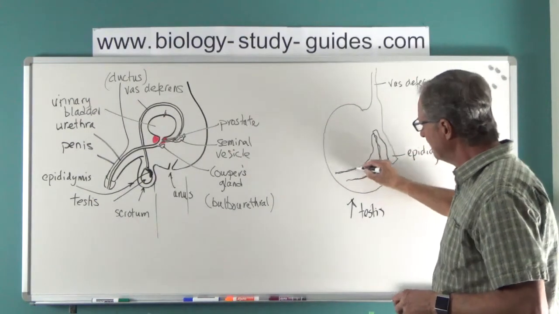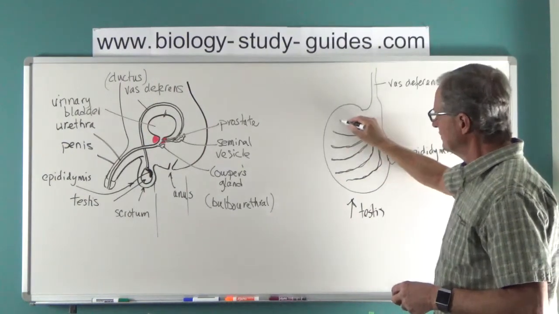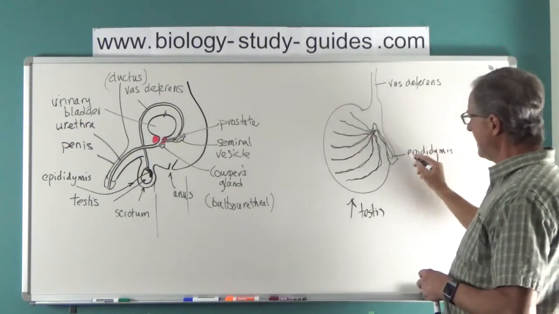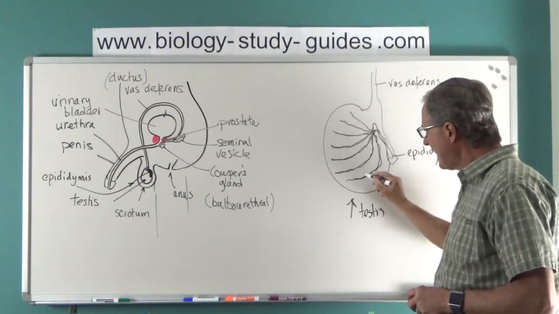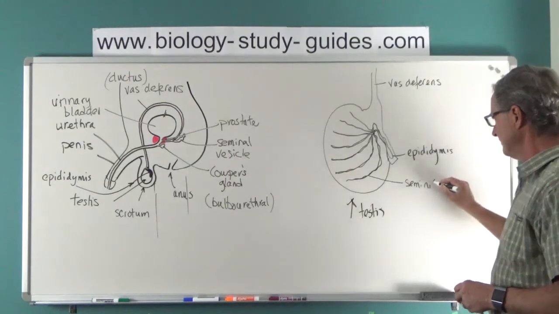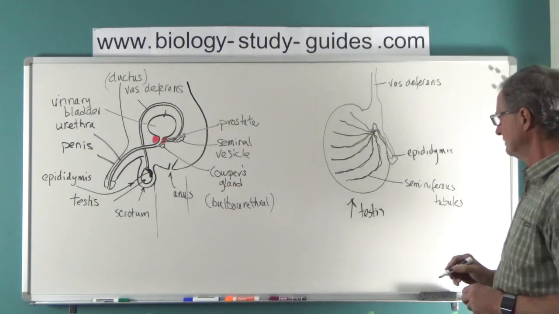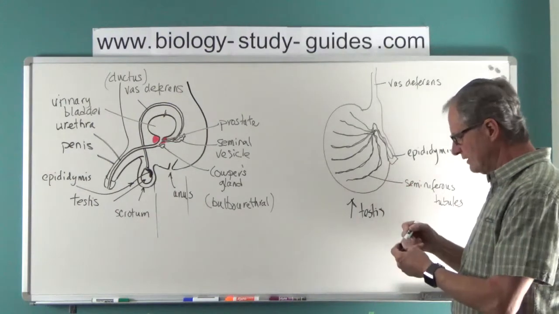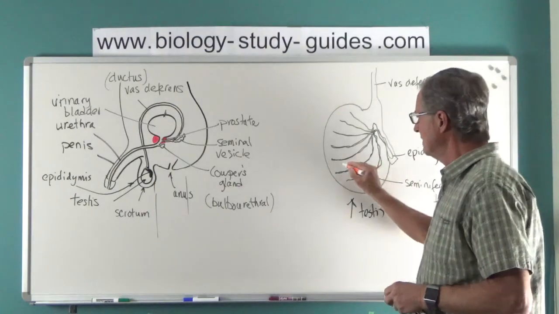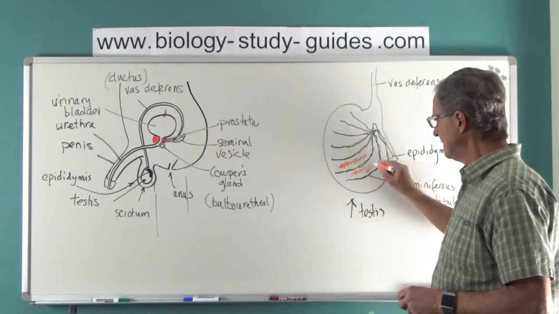So we have a whole pile of these tiny little tubes that originate in the testicle tissue, and they collect up and form this epididymis. These tiny tubes here are called seminiferous tubules. The tissue in between them, I'll just use a different color for it here, is all endocrine tissue. It's called the interstitial cells in here.